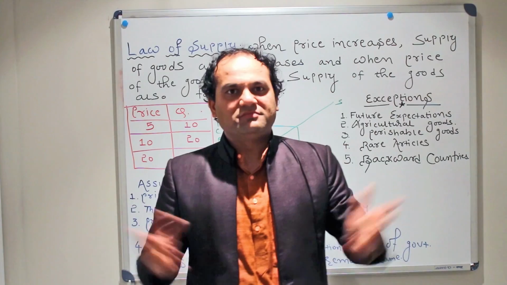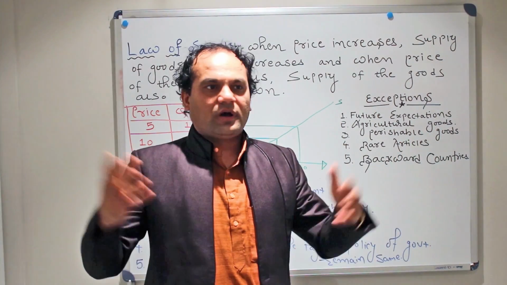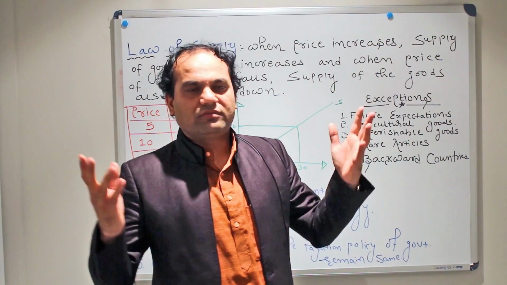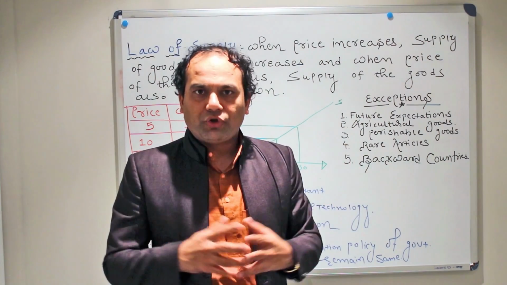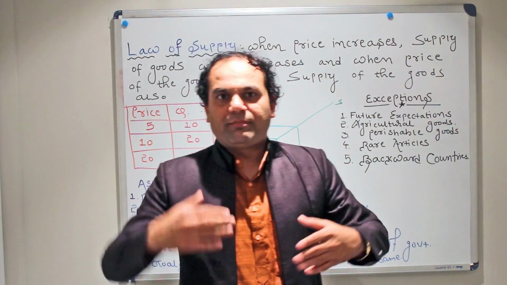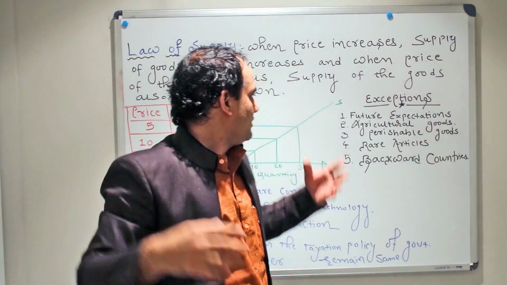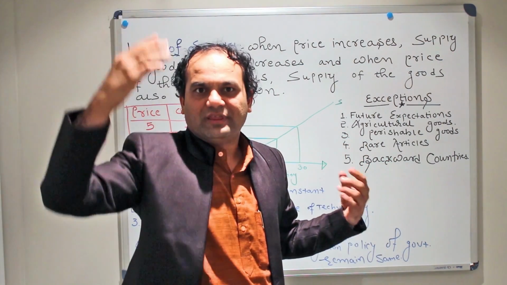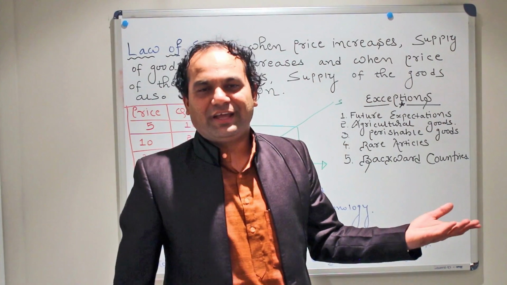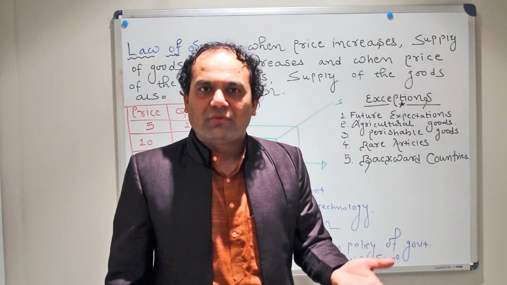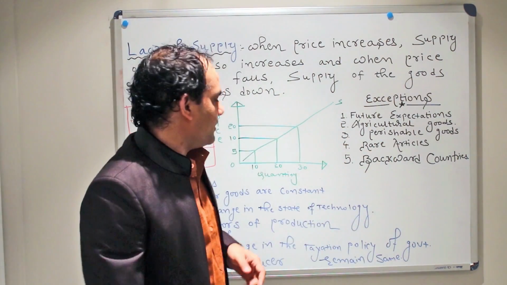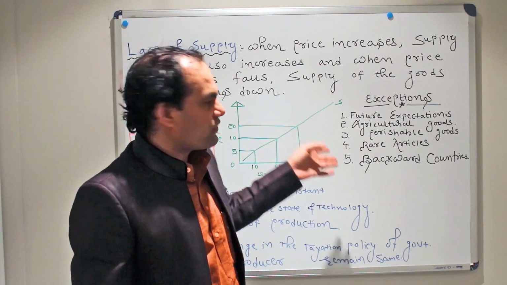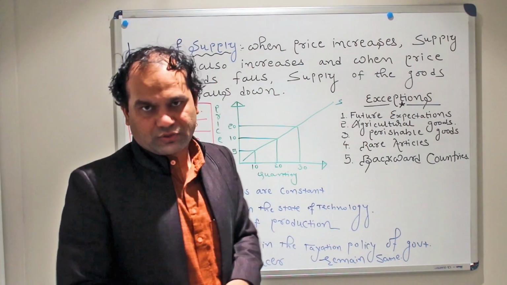Then rare articles. Painting of Mona Lisa, another heritage painting or ancient monument or something. If the price of that particular rare article triples or doubles, even then you won't be able to increase the supply, because there are very few such pieces available. So in the case of rare articles as well, our law of supply is going to fail.